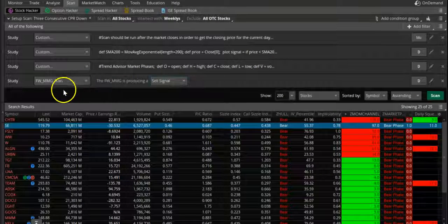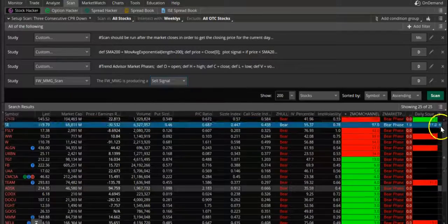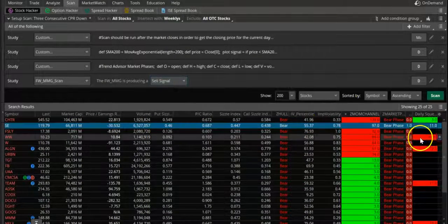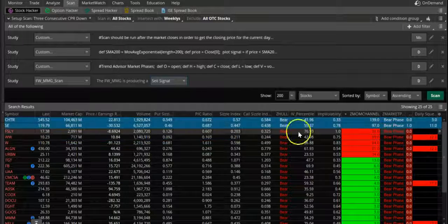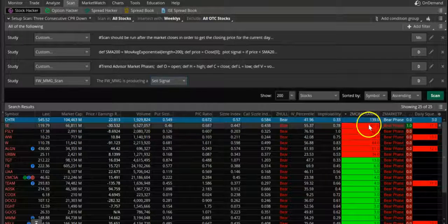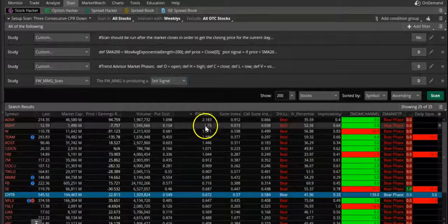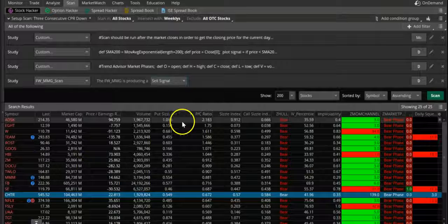Finally, we're also using a license indicator from Thinkorswim to say sell signal on the MMG scan. Okay, so with all these conditions, we are getting 25 different stocks in a bearish mode. So what we are going to look for is the highest candles which are down. CHTR is one. So let's look at the put call ratio. A high put call ratio means the put side is heavy, right? ADSK is one. Okay, let's look at the ADSK chart.